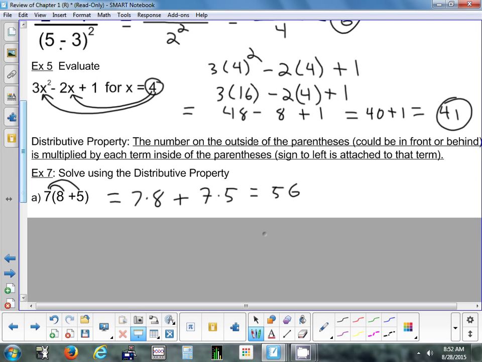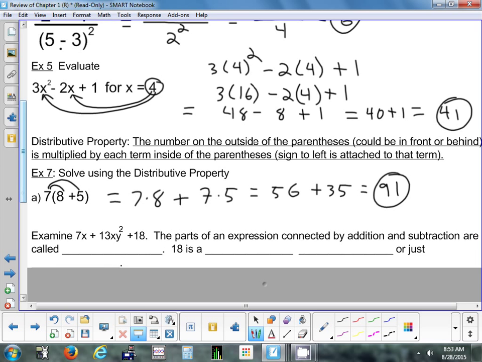Yep. 7 times 8 is 56, plus 7 times 5 is 35, and we add those up. If I did that right, we should get 91. Okay, any questions on that one? So that's very basic distributive property, just multiplying that out.